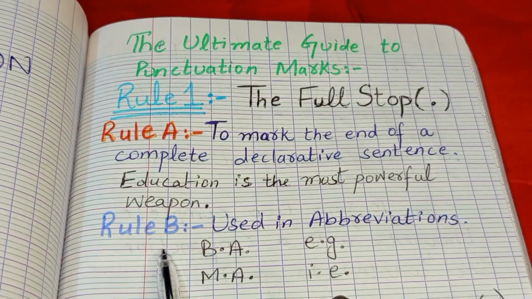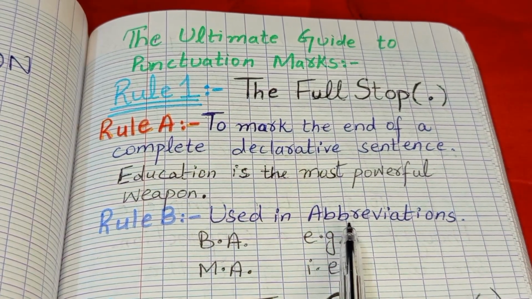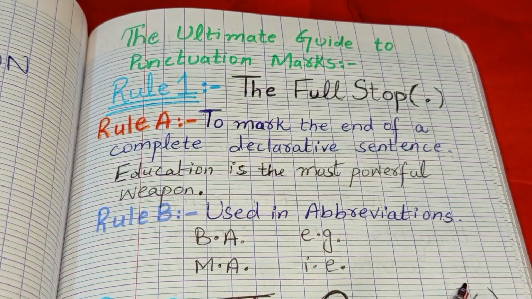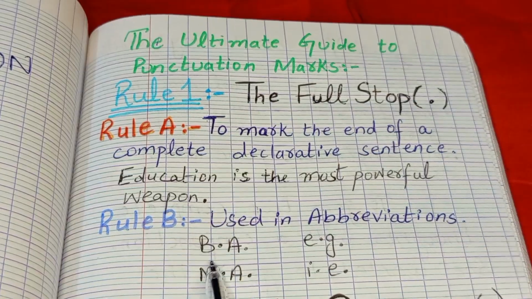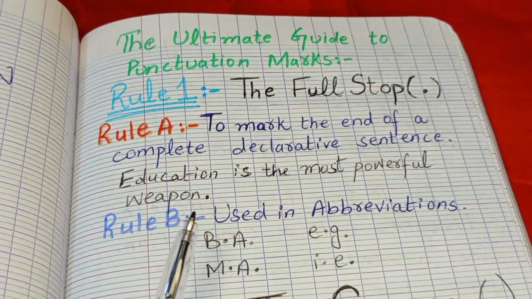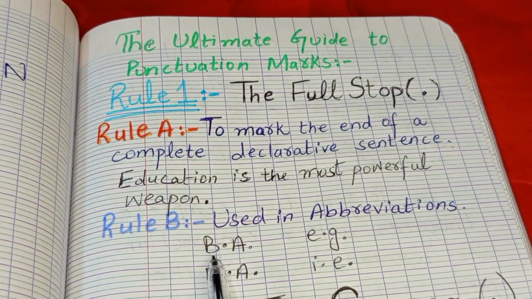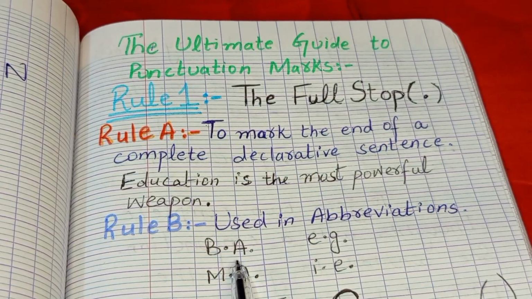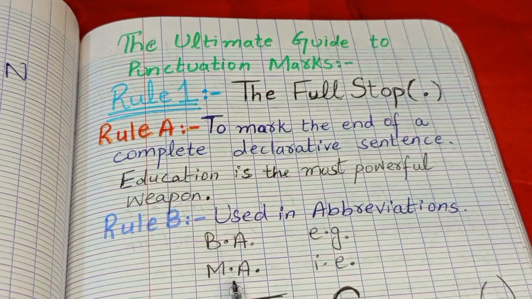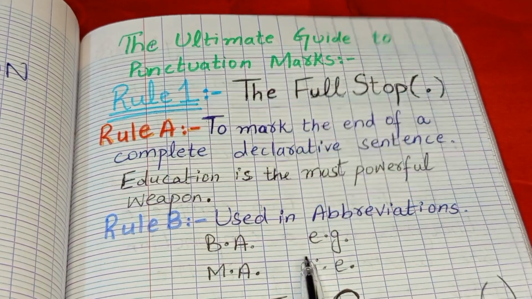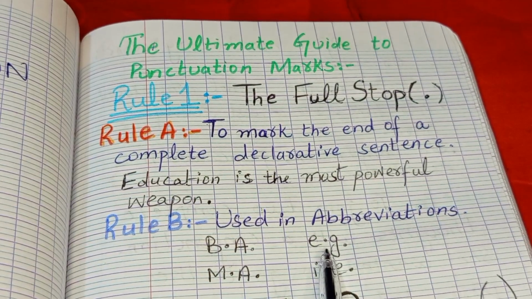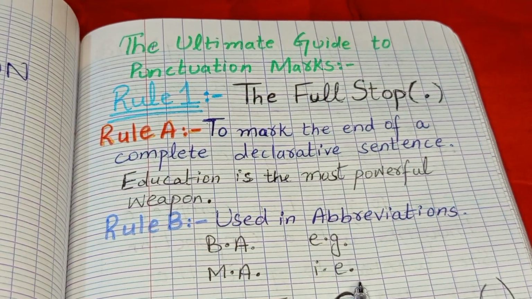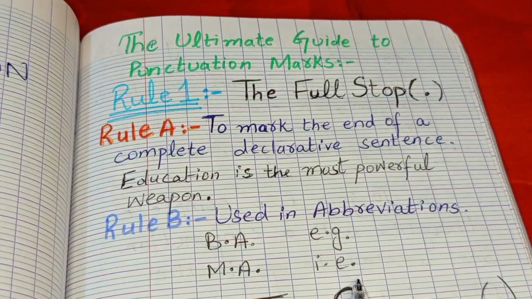Now, Rule B: the full stop used in abbreviations. We also use full stops when shortening words. Like B.A. B.A. is Bachelor of Arts. We use a full stop between B and A and after A. So it is a shortened form of Bachelor of Arts. M.A., Master of Arts. E.g., it is a short form of for example. I.e., I full stop, E full stop. It is a short form of that is.